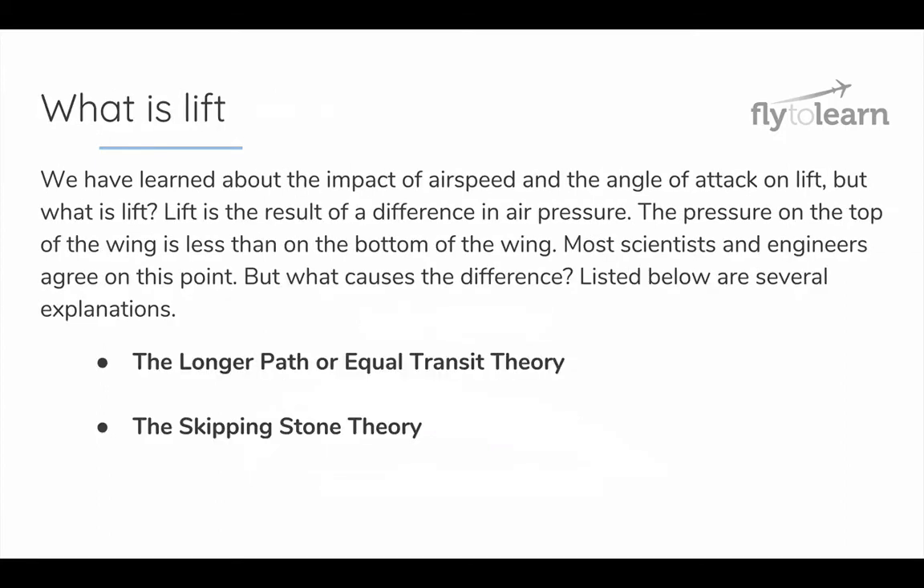So what is lift? Lift is the result of a difference in air pressure, above versus below the wing. The pressure on the top of the wing is less than on the bottom, causing the wing to want to move from the area of high pressure to the area of low pressure. Most scientists and engineers agree on this point. But what causes this pressure difference? We're going to talk about two theories: the longer path or equal transit theory and the skipping stone theory.